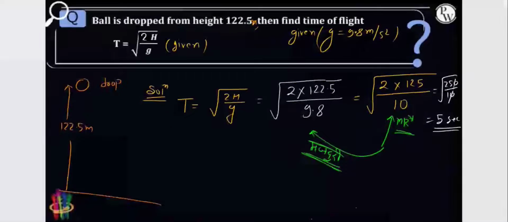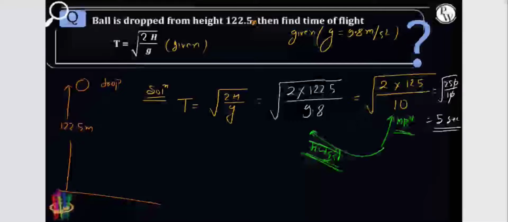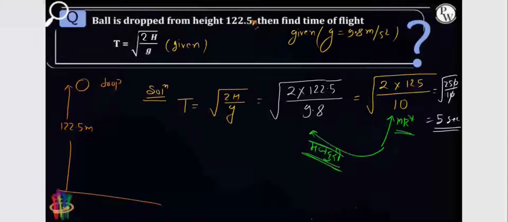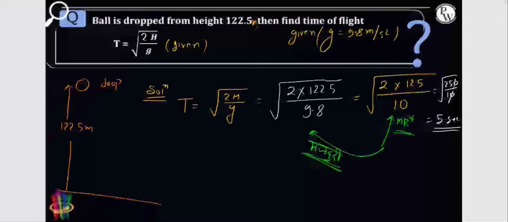Alright, the same with the next question: a ball is dropped from a height of around 122.5 meters, then find the time of flight. In this case, the formula is t equals under root 2h by g, which is the equation to find the time of flight. Alright, okay, so we need to just put the values.